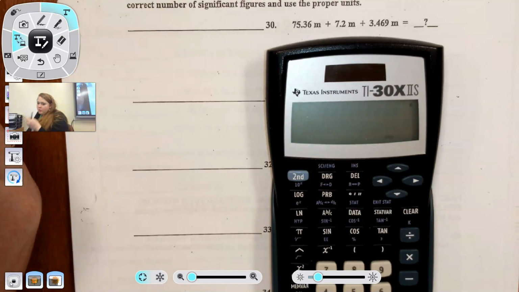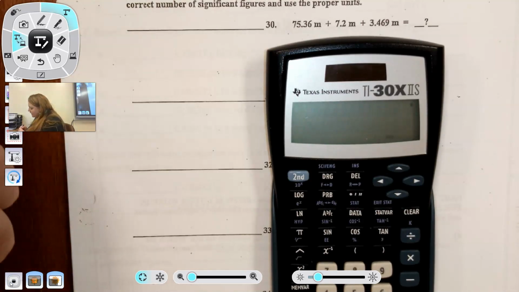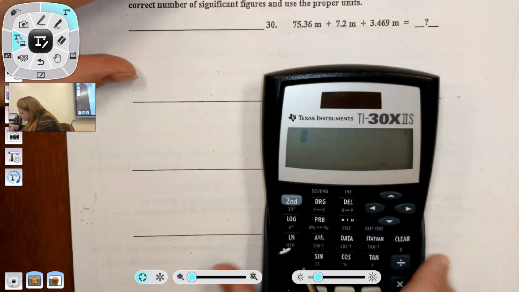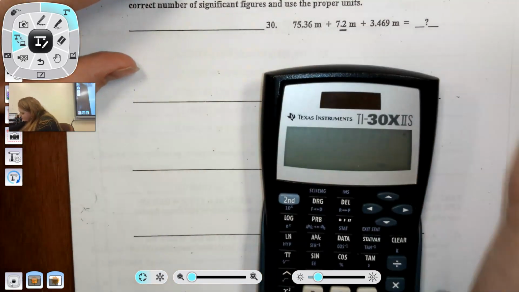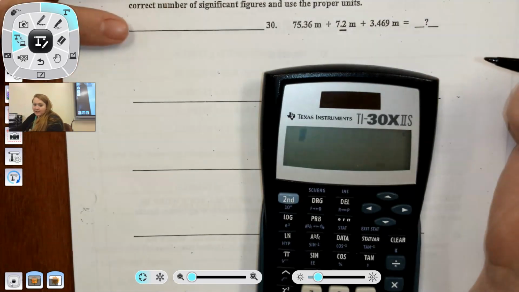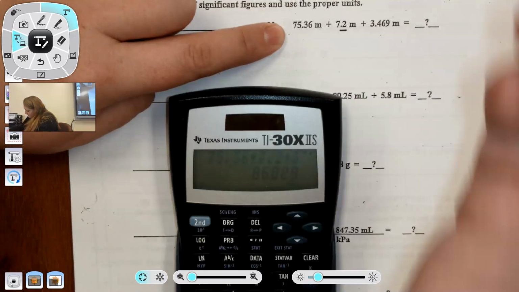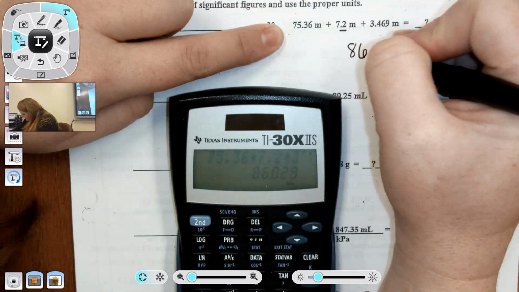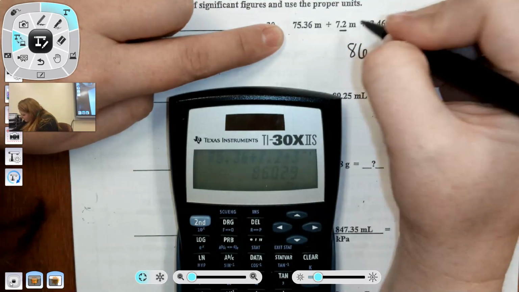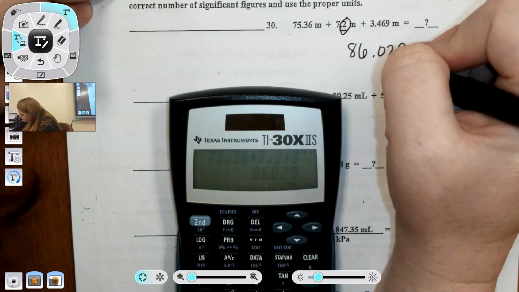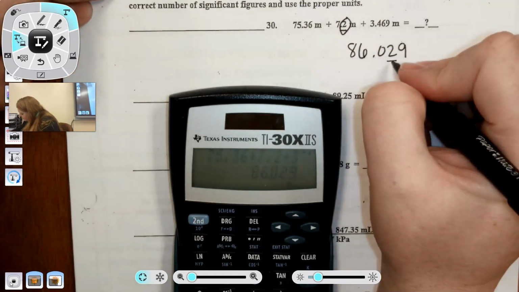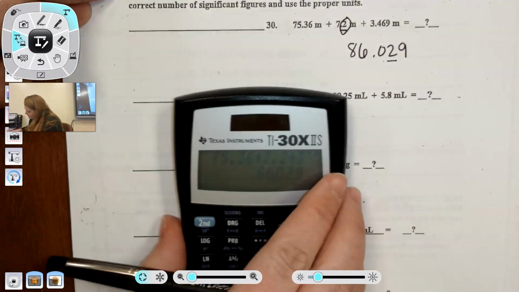Okay, so remember your rules for adding. Our answer can only have the least number of decimal places. So in this case, it's going to have one decimal place because 7.2 only has one decimal place. So I'm going to add up these numbers. And on my calculator, I get 86.029. But I can only have one decimal place, so that means that's going to be 86.0.